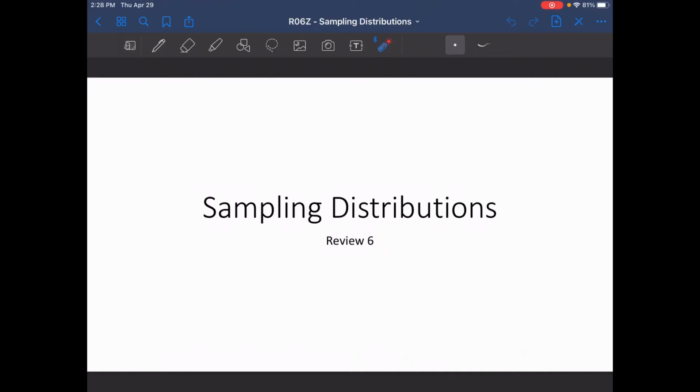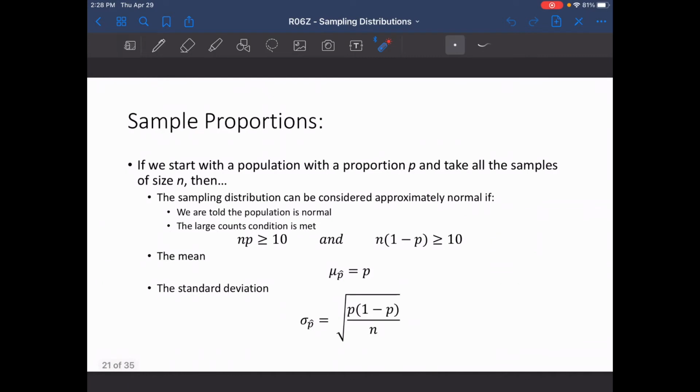All right, guys, in this lesson we're going to be looking at sampling distributions, and if you kind of remember, when we look at sampling distributions, we have two types. The first that we're going to look at is sample proportions. That's the first type of sampling distribution that we're going to be looking at. It's just based off of proportions.